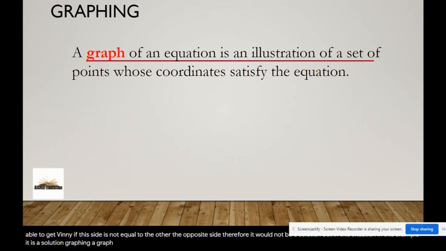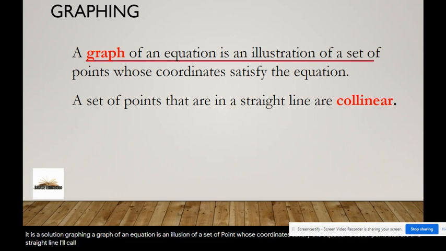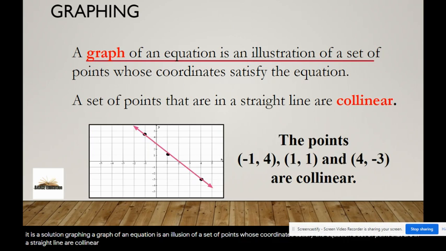Graphing. A graph of an equation is an illustration of a set of points whose coordinates satisfy the equation. A set of points that are in a straight line are called linear. Let me mention it again. Every time they mention a linear equation, you will always see a straight line. But there are different types of graphs that you might get.